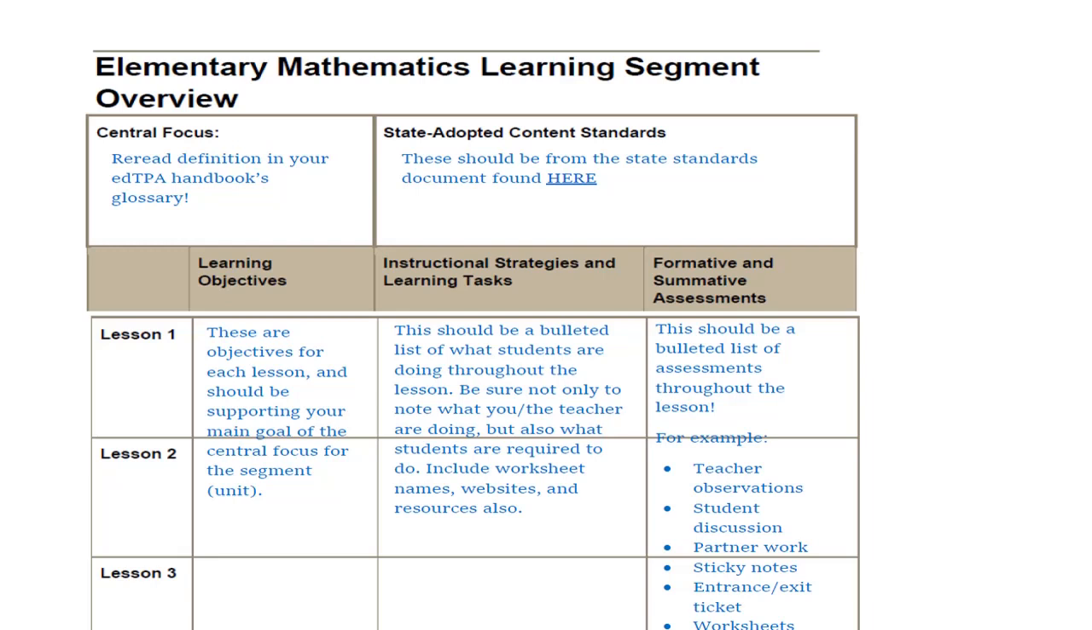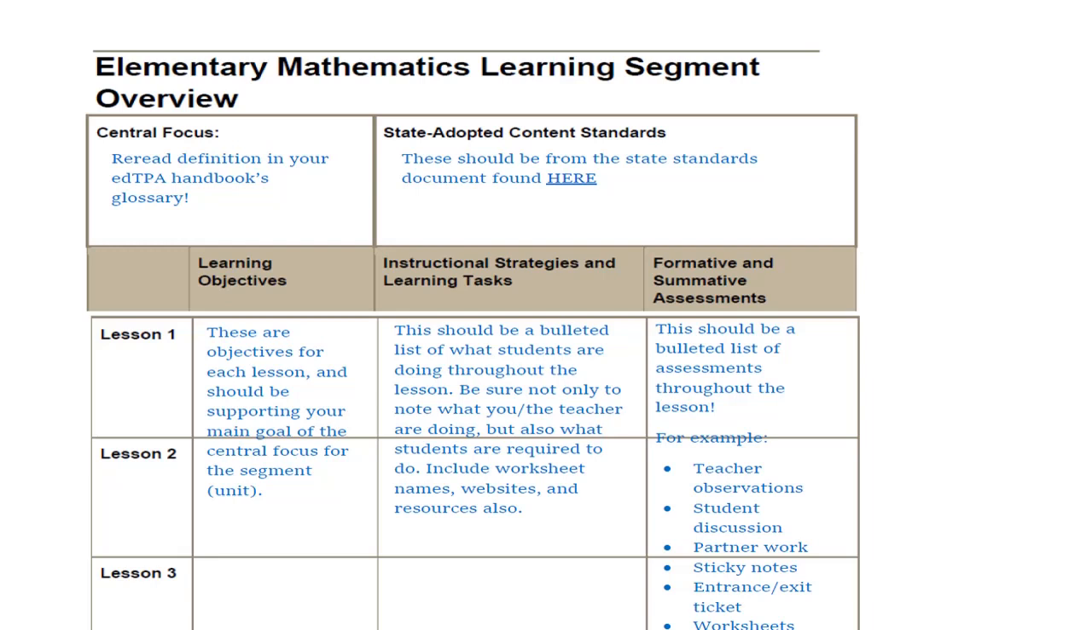So as part of your edTPA for task 4, you have to select a learning segment. This is a unit of study in math that should be anywhere between 3 to 5 lessons. If you feel like your unit in math or the cooperating teacher's unit in math is too long, you can kind of break it up, and maybe a natural breaking point would be where a quiz would be given, or maybe after a quiz to the end of a test. So be sure, again, that it's only 3 to 5 lessons.